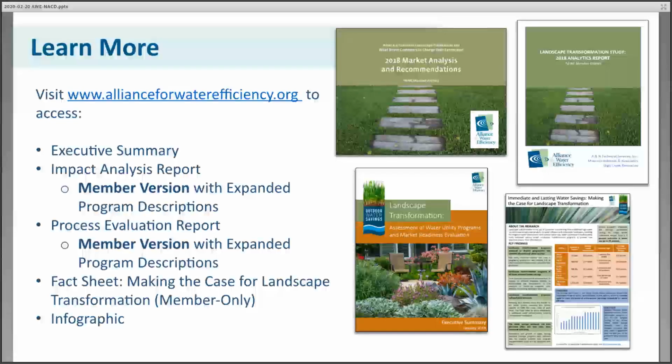So if you want to learn more about this project, we have a number of resources out on our website. Deb mentioned the slides will be in PDF. You can click on this link. There's an executive summary that I would encourage you to start with. It really summarizes both reports quite well. Both of these reports are large, but there is an impact analysis report looking at the savings, as well as the process evaluation, which looks at the market and changing over. There's also a fact sheet and a really cool infographic.